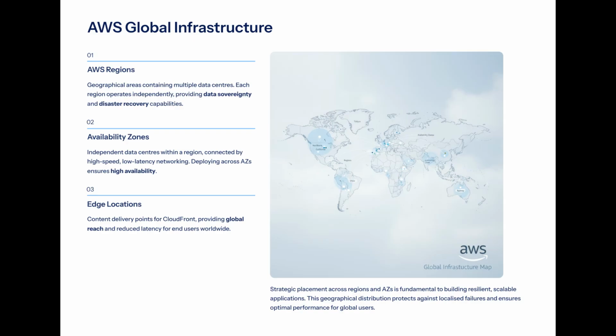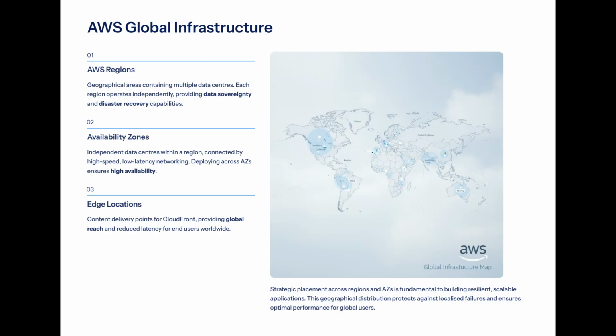There are alternatives and complementary services. AWS local zones bring compute and storage closer to users in major metro areas. AWS Outposts allow you to run AWS services inside your own data center when workloads cannot leave on-premises. Wavelength zones integrate with telecom providers to bring compute to the 5G edge.